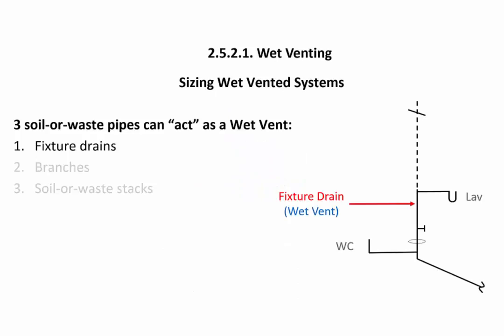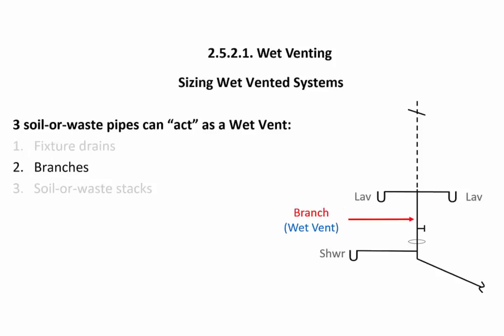So we're going to look at Article 2521, wet venting and sizing wet vented systems. The three different soil or waste pipes that can act as wet vents are fixture drains. Here we have a fixture drain for a lavatory wet venting a water closet. Branches, so we see a branch draining two lavatories wet venting a shower.